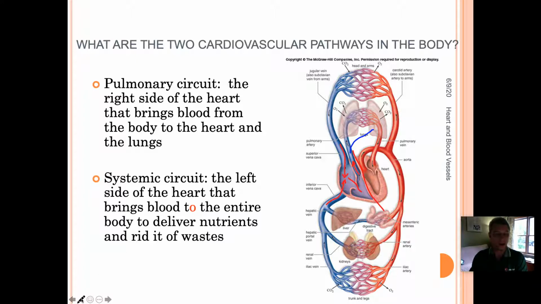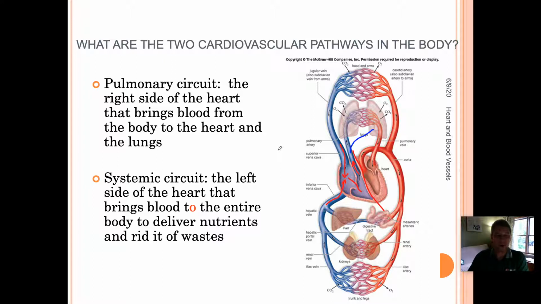And so that represents what we call the pulmonary circuit. It's the right side of the heart bringing blood from the body to the heart and then sending it to the lungs.